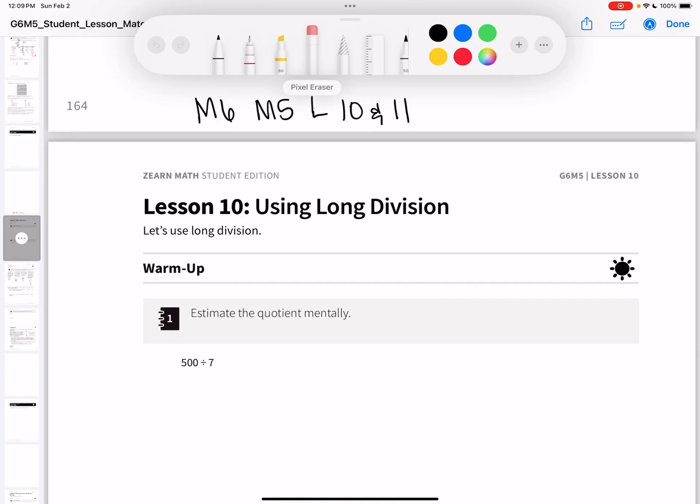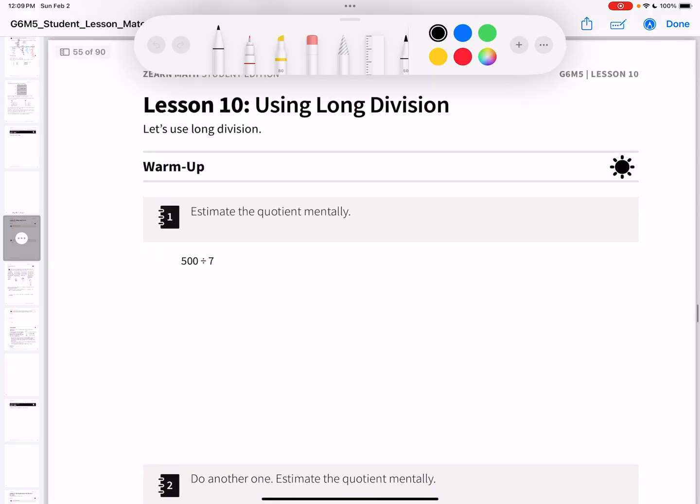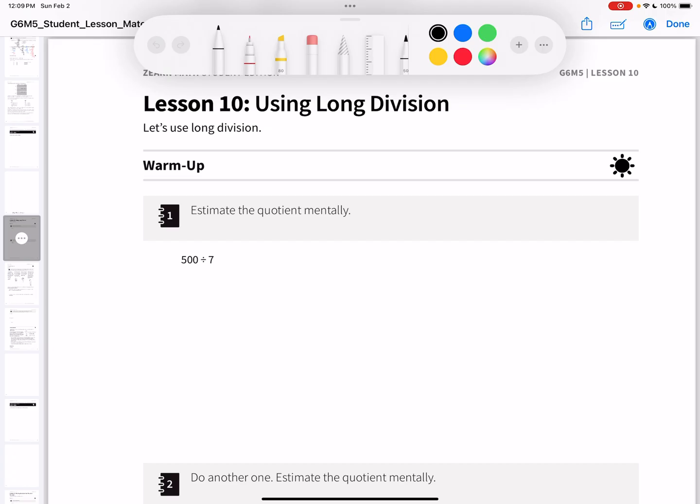Okay, today we're doing Math 6, Mission 5, Lesson 10 and 11. Okay. 10, using long division. Estimate the quotient mentally. All right, so we need to do 500 divided by 7.